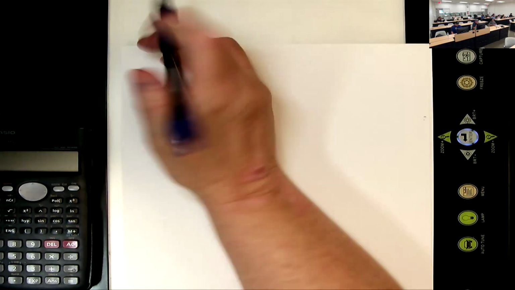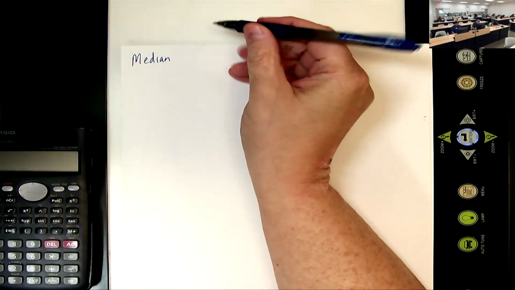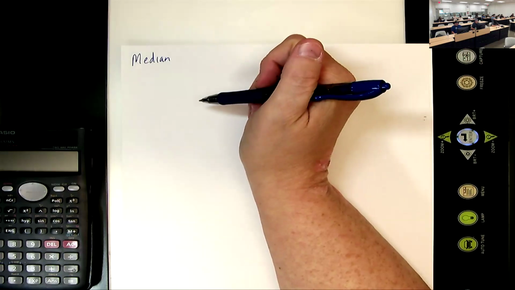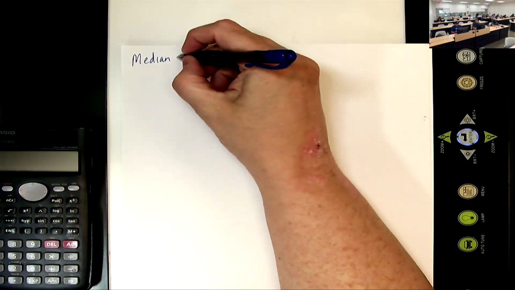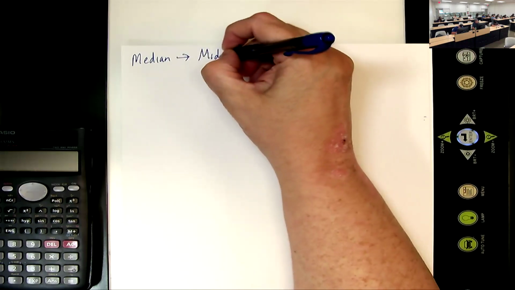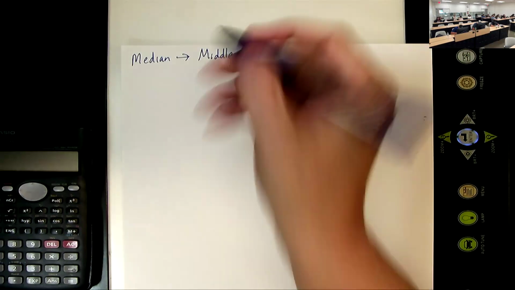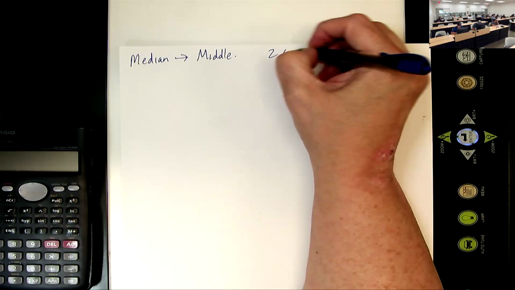Median. If you've driven on the freeway, you've seen the median on the road. What's the median of a road? The divider. Where's the divider? The middle. It's in the middle. It's the middle. So, our same data set, 2, 2, 6, 4, 1 or 2, 2, 6, 1.